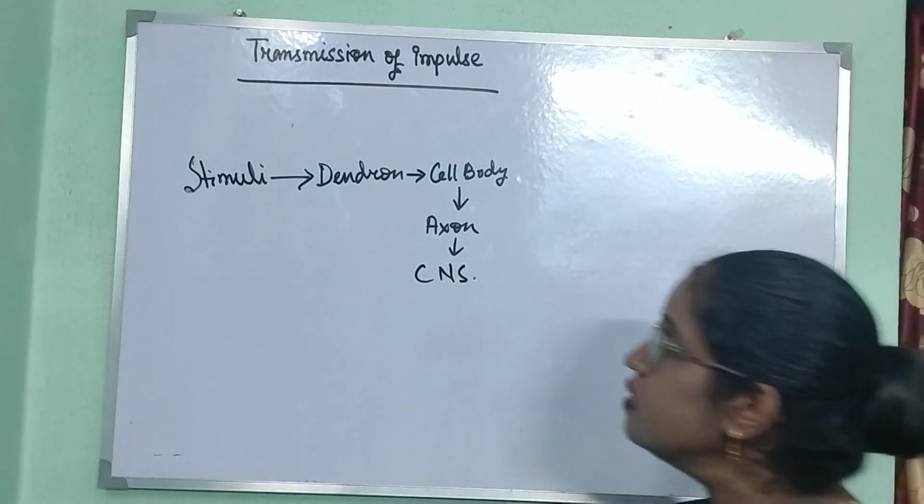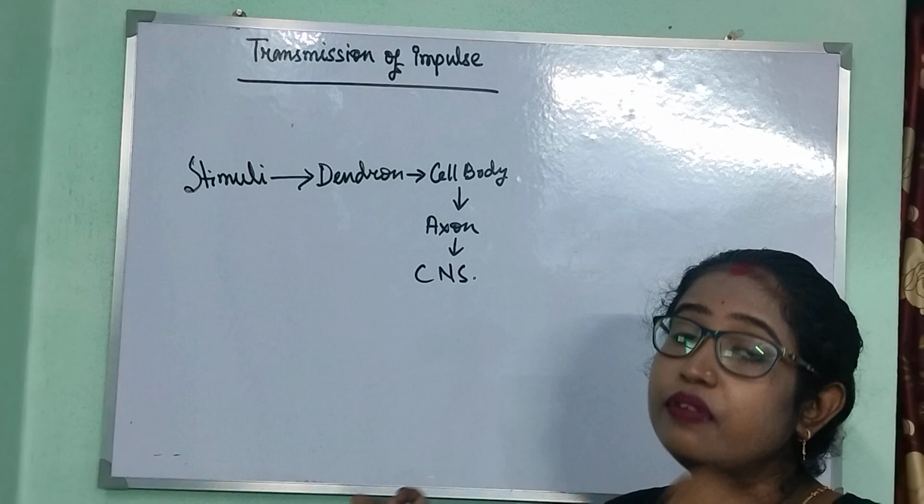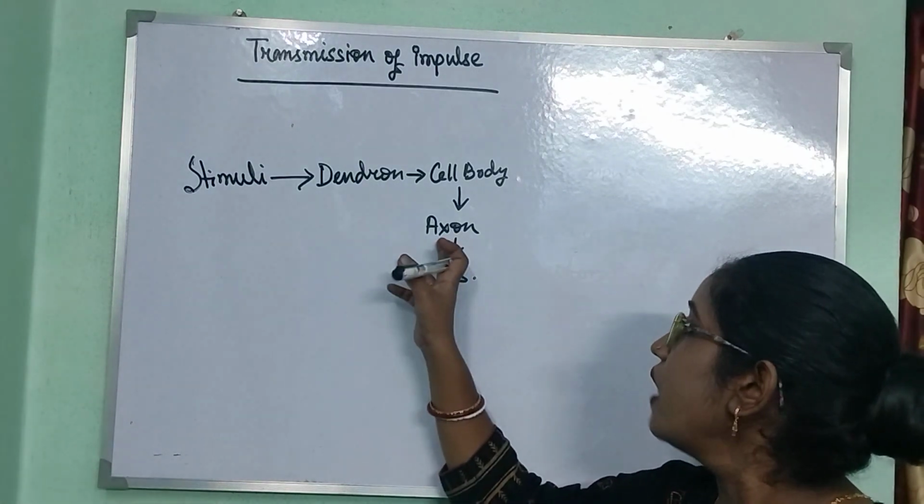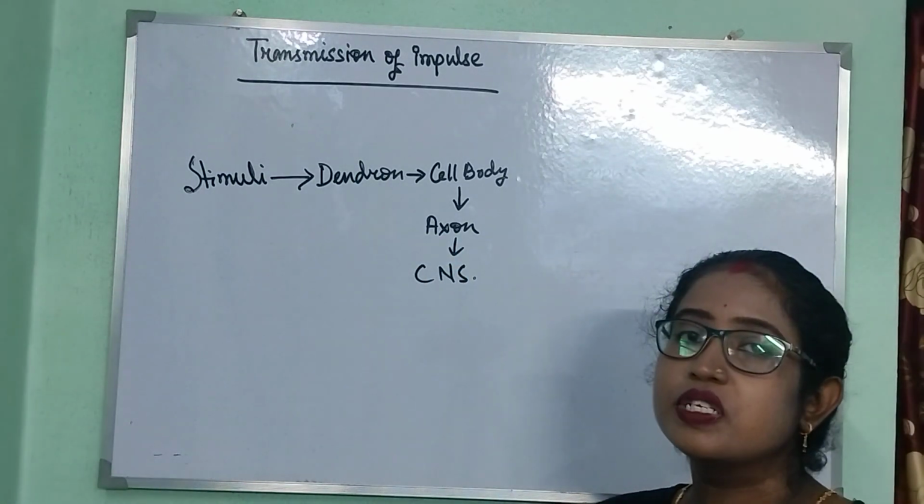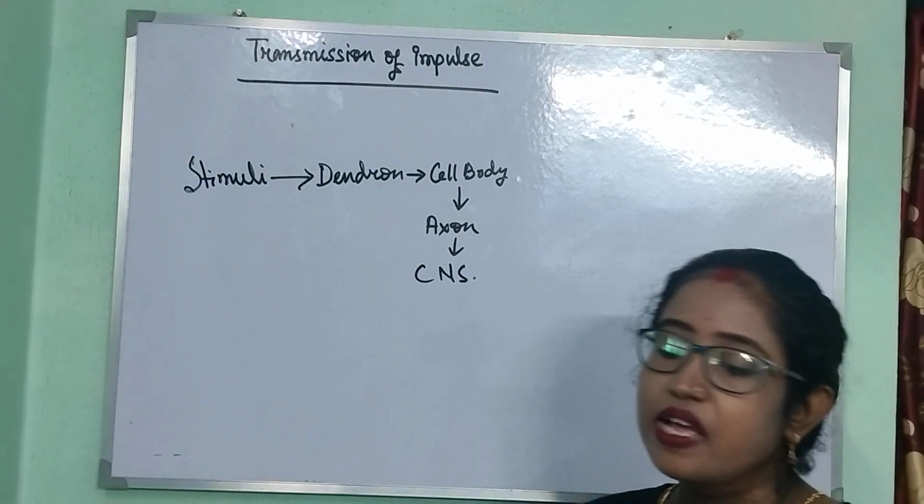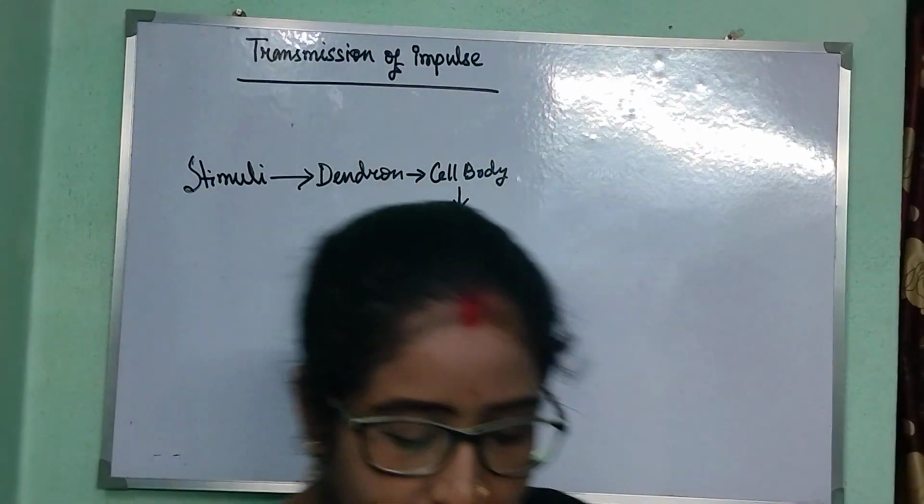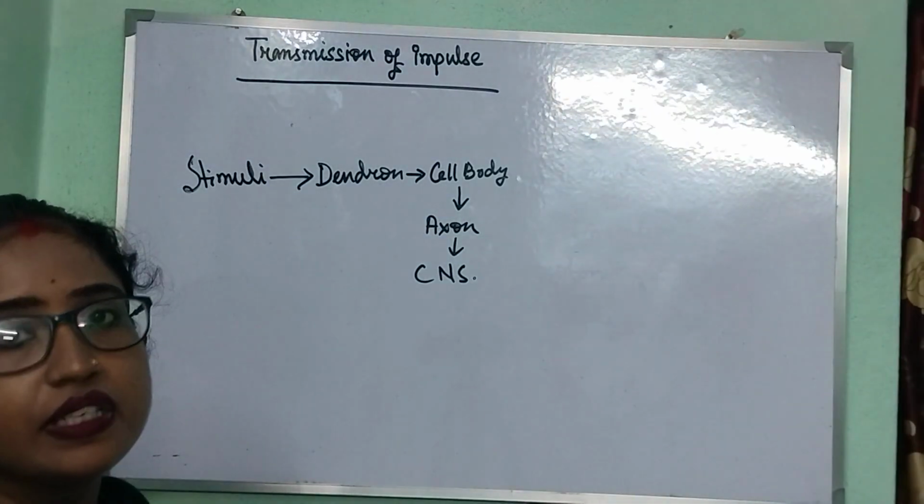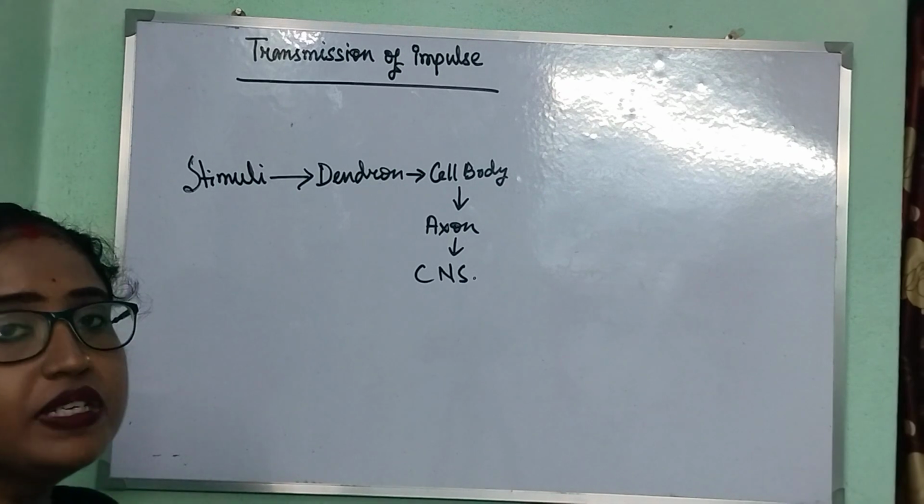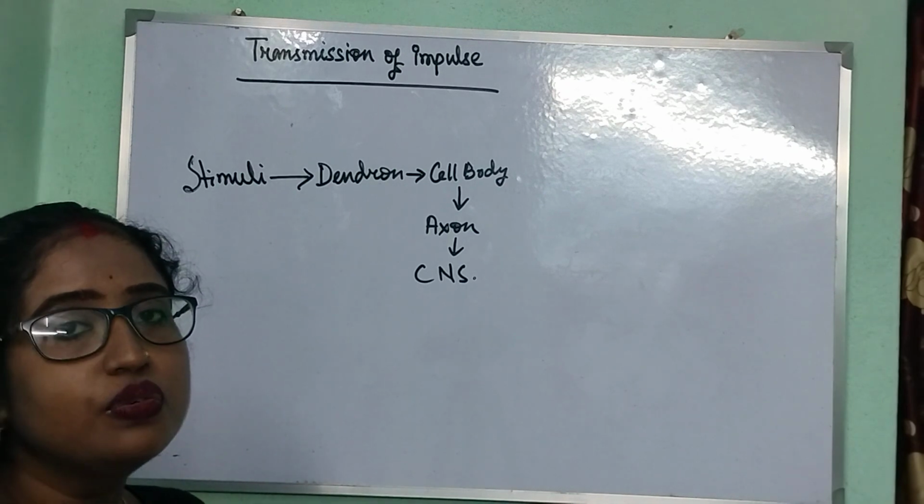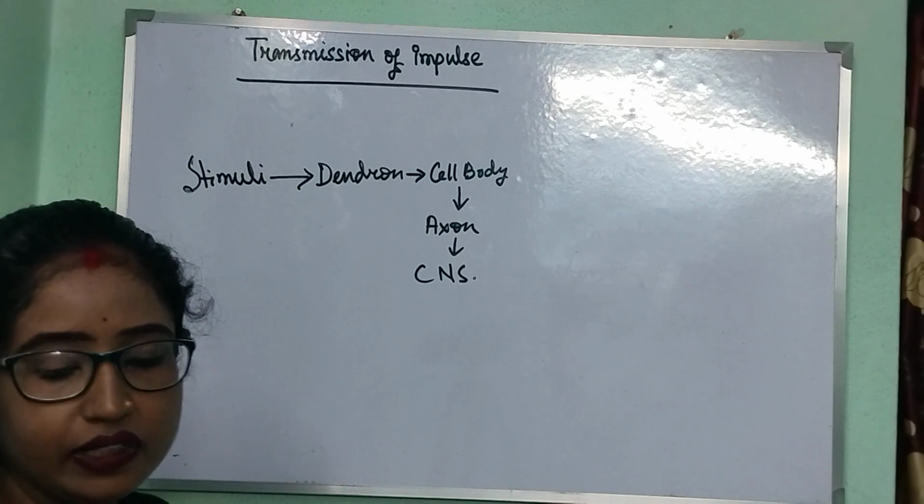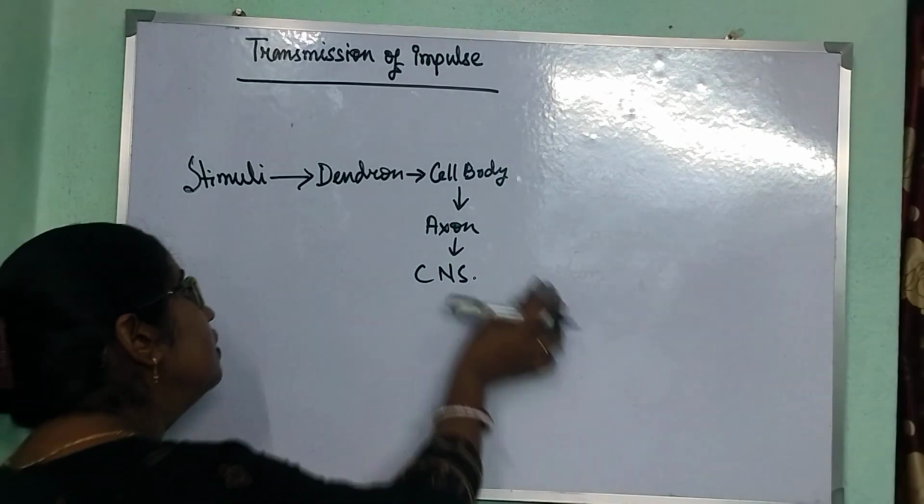Next, by which mechanism does the axon pass the information to the CNS? There are actually some chemicals present in the axon that transmit these signals from one neuron to the other neuron.